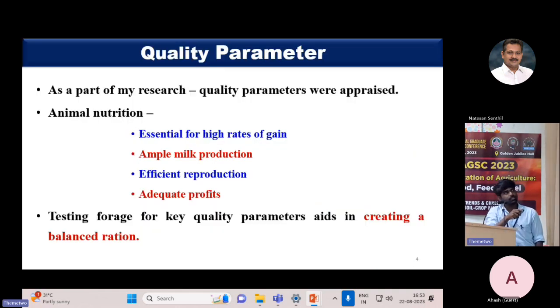As a part of my research, we did quality parameters also. Why are quality parameters more important? Because they are essential for a high rate of gain, high milk production, and also help for high reproduction and adequate profit in fodder production areas.